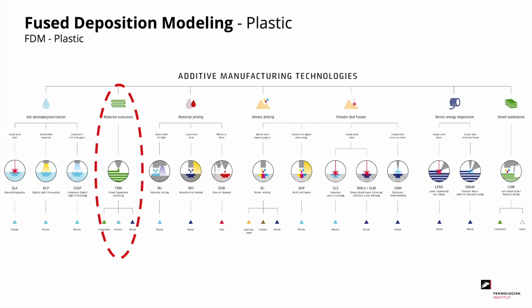This course I will talk about Fused Deposition Modeling, also known as FDM 3D printing. When we take a look at the chart for the different additive manufacturing technologies, we can see that we are looking into material extrusion, where the specific technology is Fused Deposition Modeling, also called FDM, where we have the ability to print in different materials, for example composite, plastics and metals.